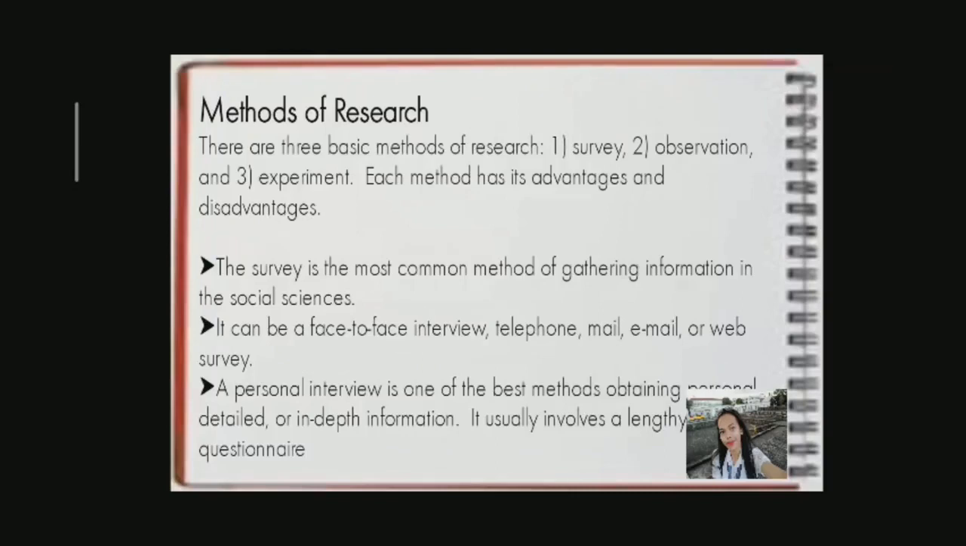The survey is the most common method of gathering information in the social sciences, but it can also be a face-to-face interview, telephone, mail, email, or web survey. But a personal interview is one of the best methods because it obtains personal, detailed, or in-depth information. It usually involves a lengthy questionnaire, which the interviewer fills out while asking questions. It allows for extensive probing by the interviewer and gives respondents the ability to elaborate their answers.